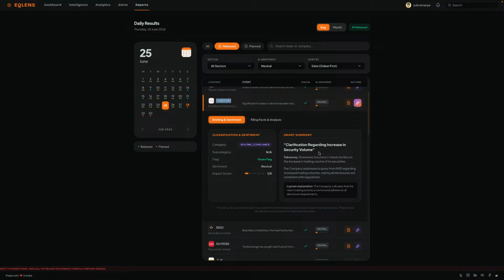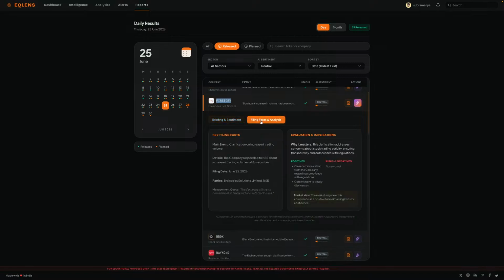So basically they will ask why this spike, and do you have any positive news which has not been published and which NSE is not aware of. So that's the whole gist of this. Roughly speaking, that's what has happened. So the NSE might have asked to clarify regarding the increase in volume. Takeaway: Brainbees Solutions Limited clarifies the increase in trading volume of its securities. Addressed query from NSE regarding the increased trading.